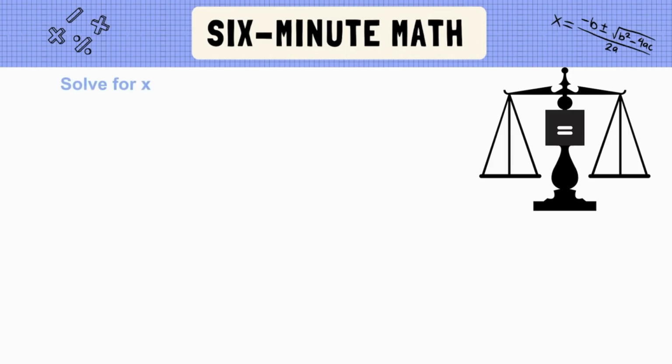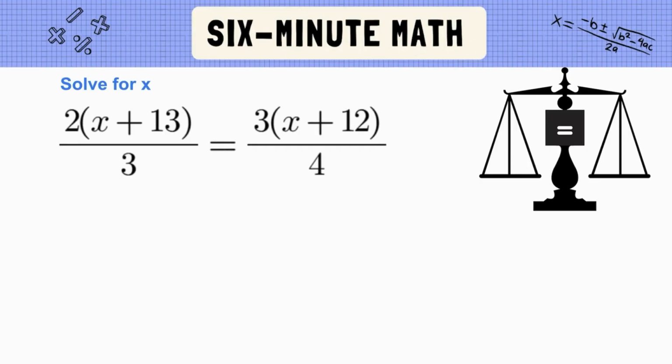Let's check out our last example here. We're going to solve for x in the following. So again, we have some division in our equation, so I'm going to find that lowest common multiple. If you need help finding your lowest common multiple, check out our videos here at 6 Minute Math about finding the lowest common multiple. For this case, my lowest common multiple of 3 and 4 is going to be 12. So that is what I'm going to multiply both sides of my equation by.